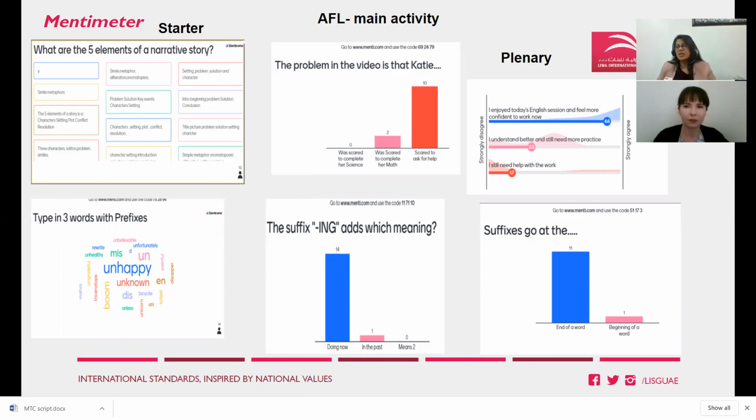And this just gives her a way to judge and gauge where the kids are at the start or the middle or at the end of the lesson. So she can adapt or adjust her lesson accordingly.